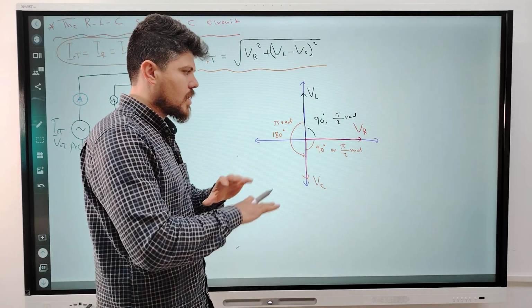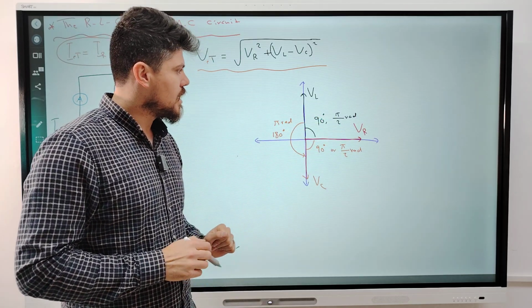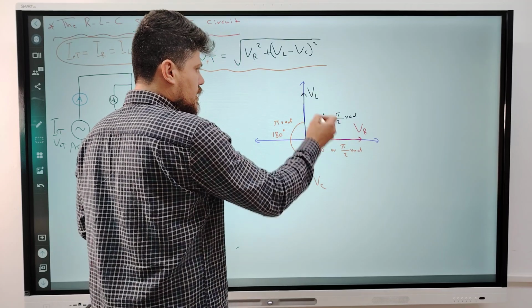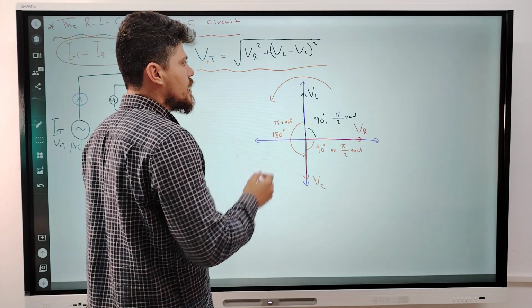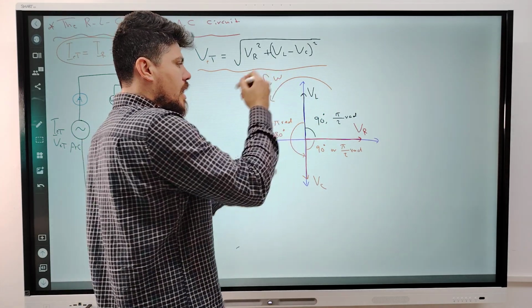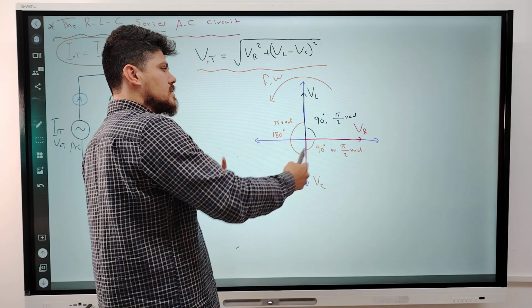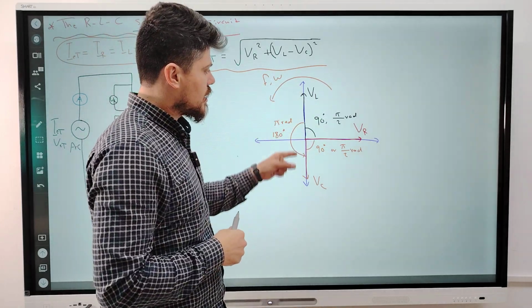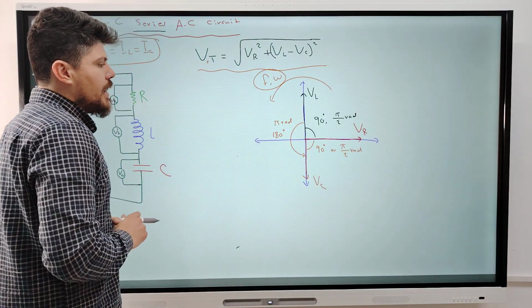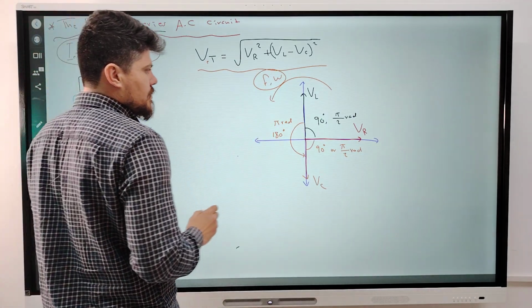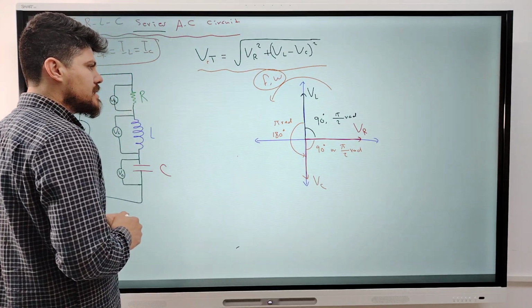In this case, we have a complex circuit: inductance, resistance, and capacitance. It means that all these three are rotating at a frequency or angular speed in this plane, x and y. According to this phasor diagram, this is the phasor diagram of the potential difference across the inductance, resistance, and capacitance.